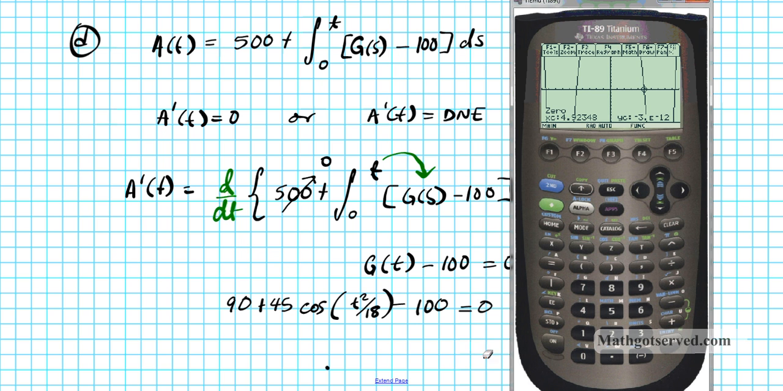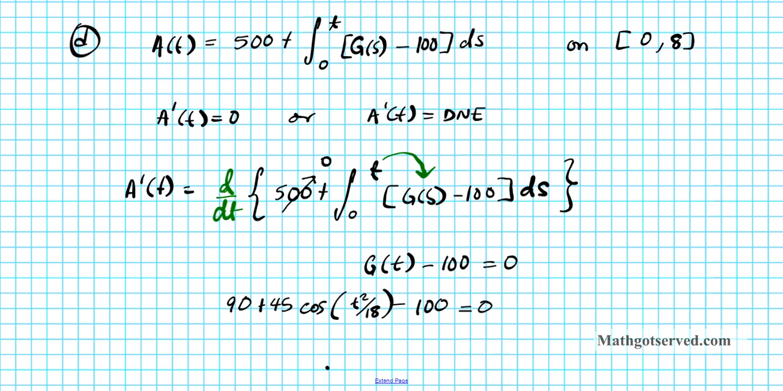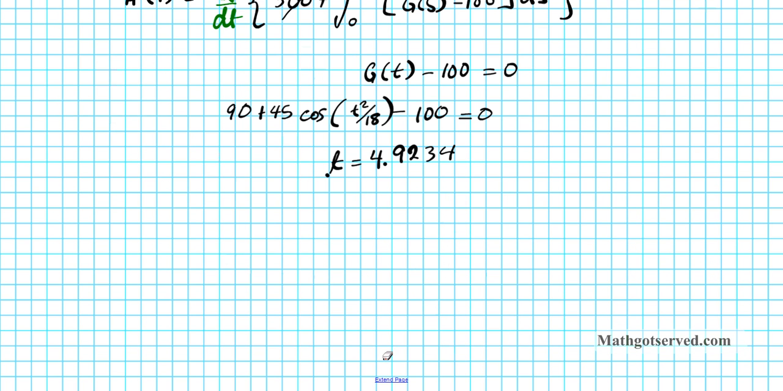So let's go ahead and write that down. Critical point is t equals 4.9234. Okay, so that's the critical point.